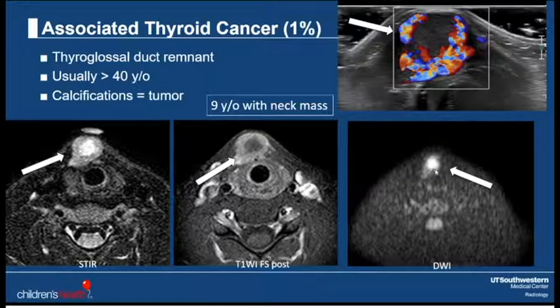The central component did restrict, and this was thought to represent either an infected thyroglossal duct cyst or possibly a tumor. This ended up getting resected and ended up being papillary thyroid carcinoma, likely arising within a thyroglossal duct remnant.